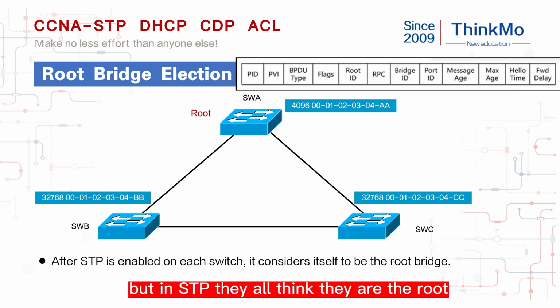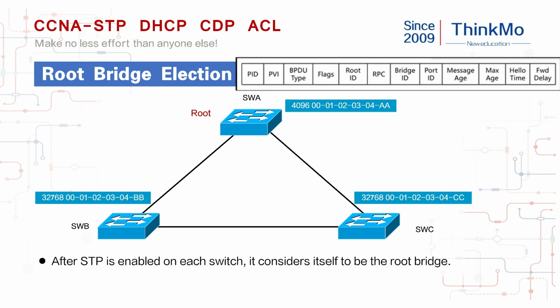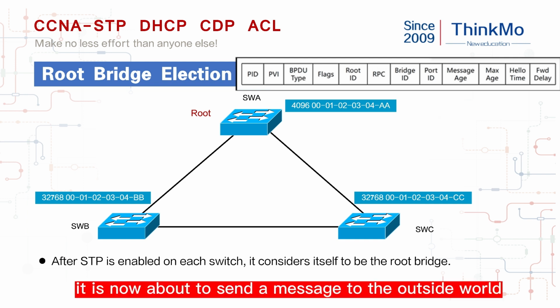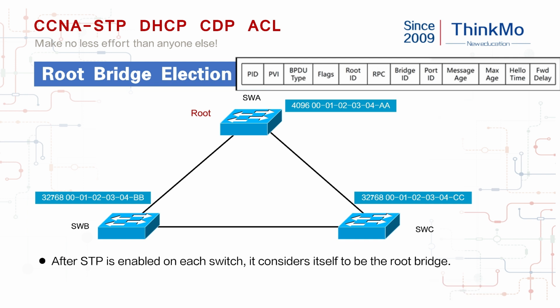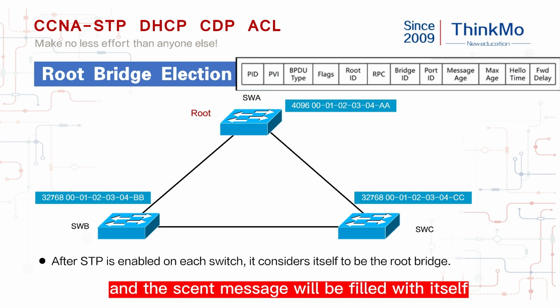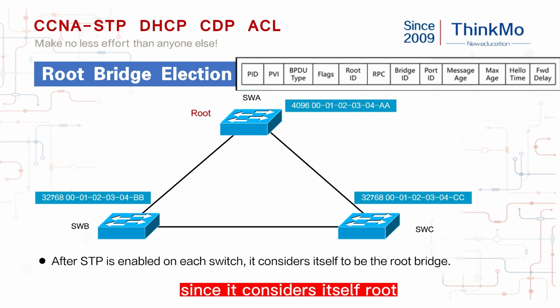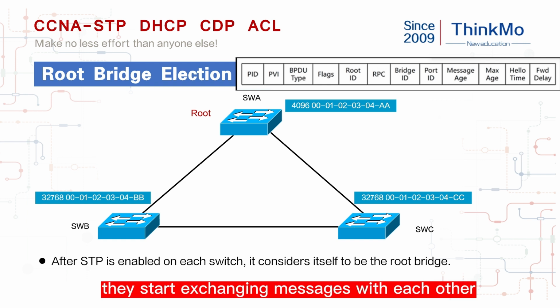But in STP they all think they are the root. It is now about to send a message to the outside world. Which parameter in the sent message will be filled with itself? Since it considers itself root, it will send out BPDU packets. Then this will fill it in. They start exchanging messages with each other.